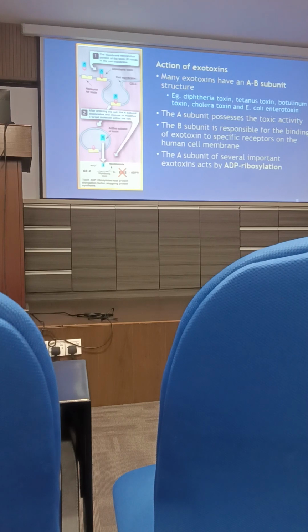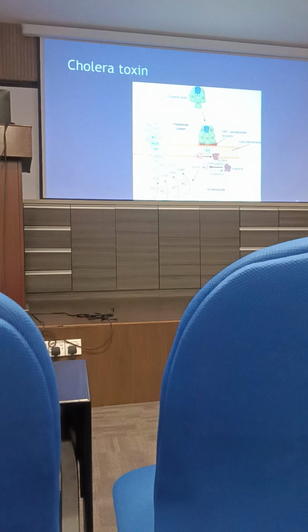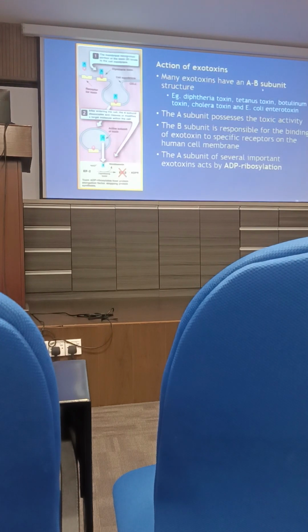Diphtheria is caused by a gram-positive bacteria, Corynebacterium diphtheriae. When this toxin gets into the host cell, it acts on elongation factor 2, EF2. The toxin ADP ribosylates the host protein elongation factor, stopping protein synthesis and causing cell death. So that's how it works on the host cell. A lot of these exotoxins have this AB subunit.